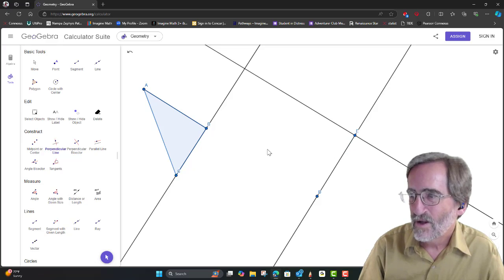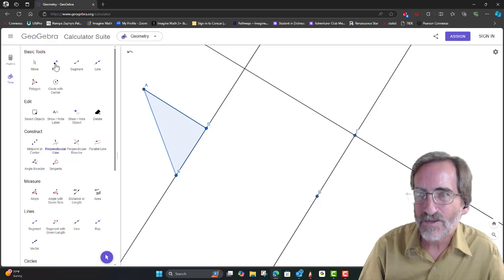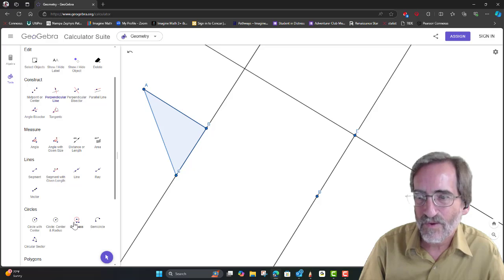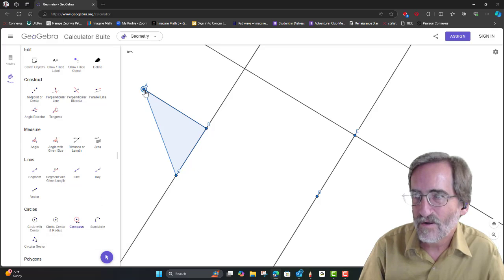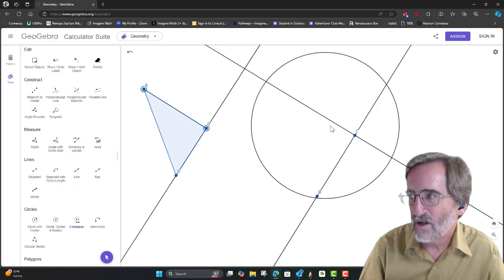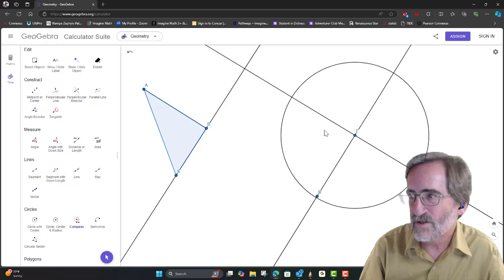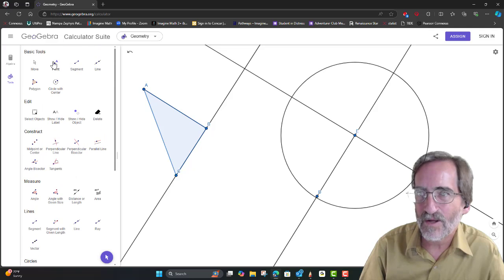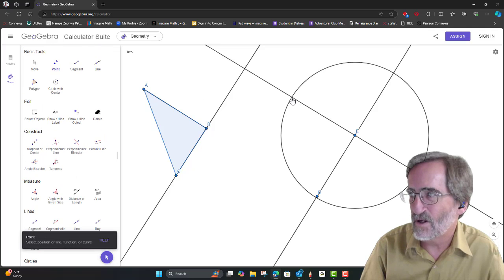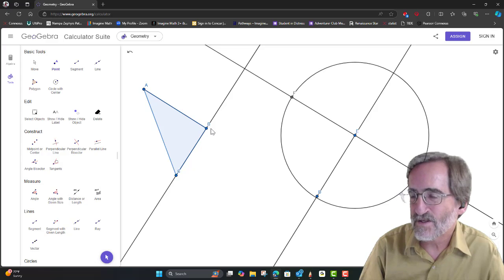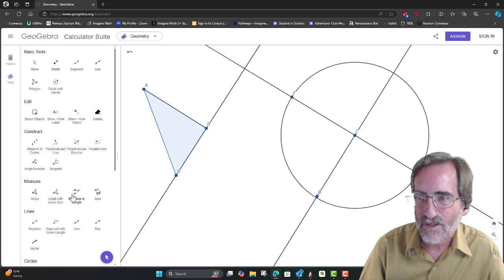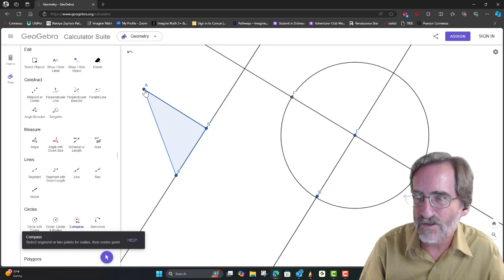So this line is perpendicular. Right angle. Okay. And I'm going to measure AB. So I'm going to use my compass tool to measure AB. And I'm going to go over to E, and I'm going to place that and place a point on the intersection of the circle and the perpendicular line. So EF is the same length as AB. And now I want to measure AC, the hypotenuse.